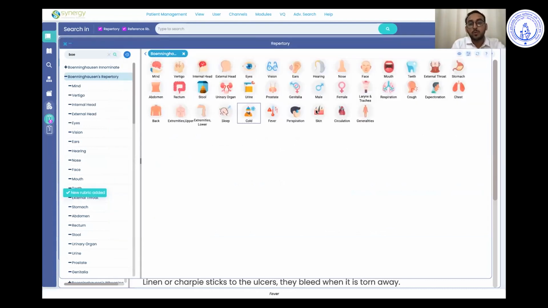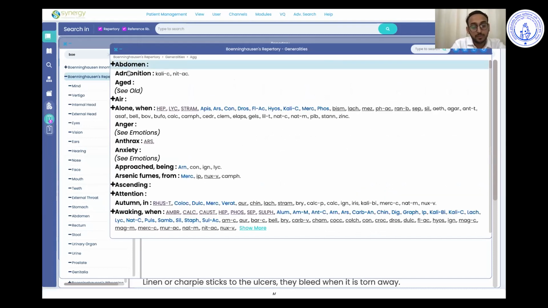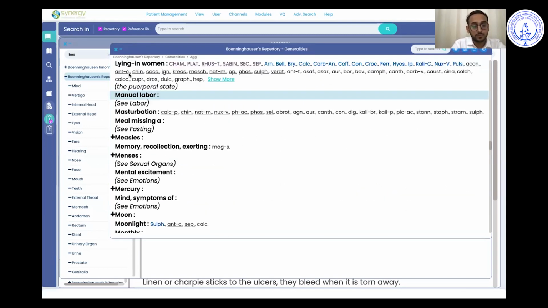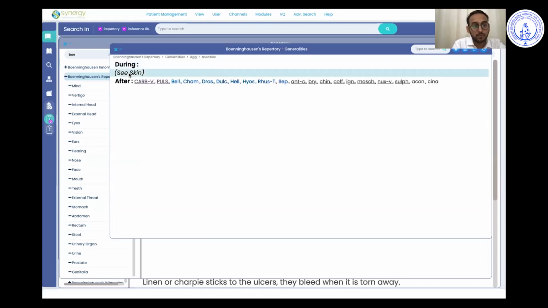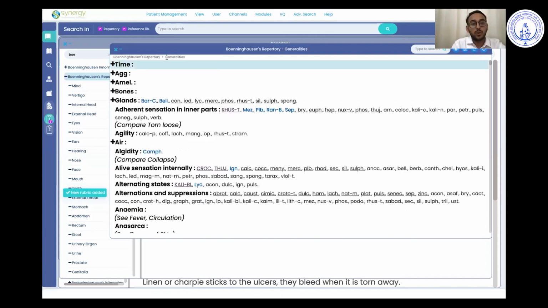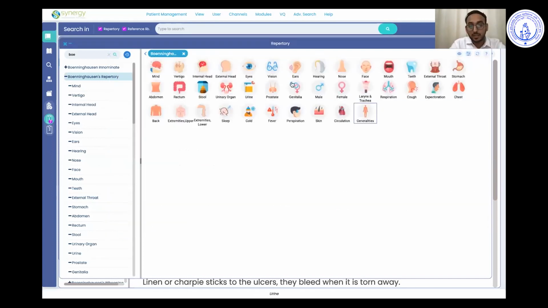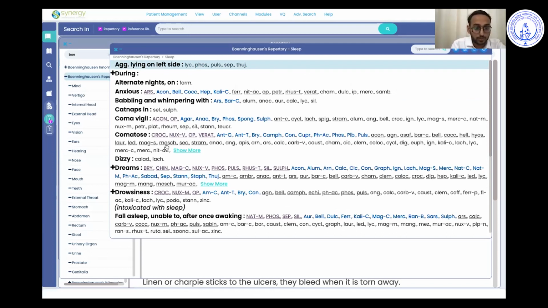And how did this problem start? Measles after. So we'll go to the generalities chapter, where it is mentioned aggravation after measles. And how was his sleep? It was all comatose. So we can go to the section sleep, and we can select the rubric comatose.